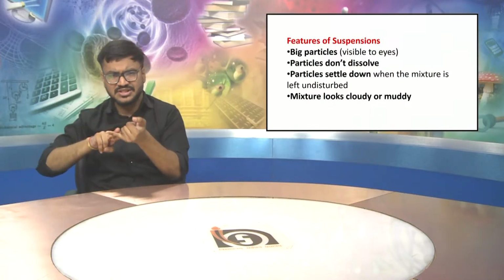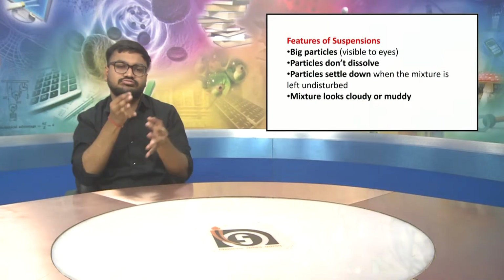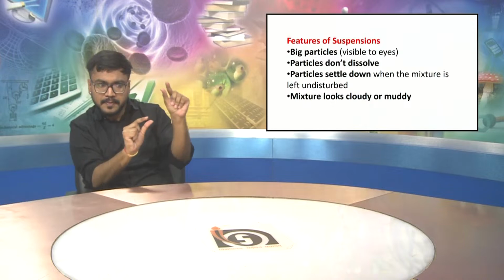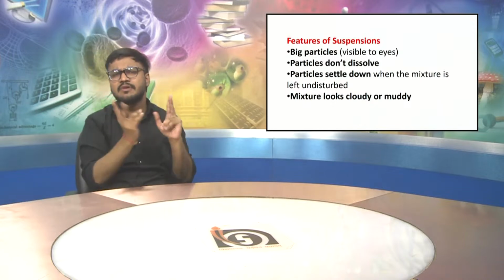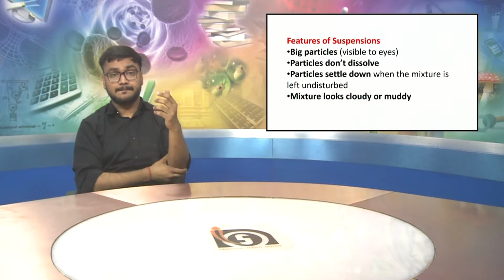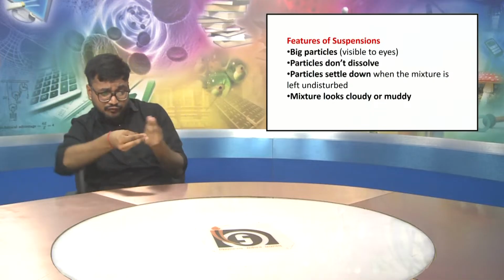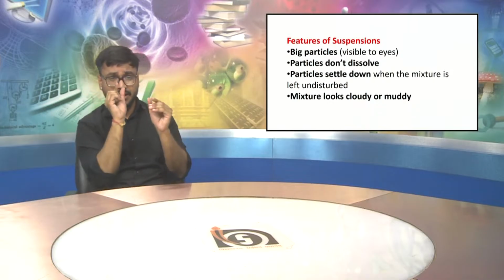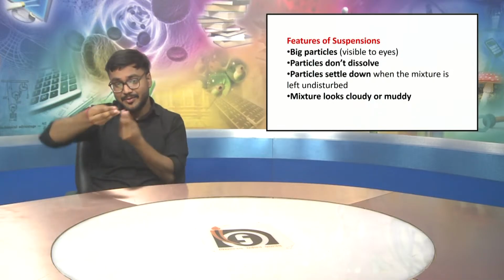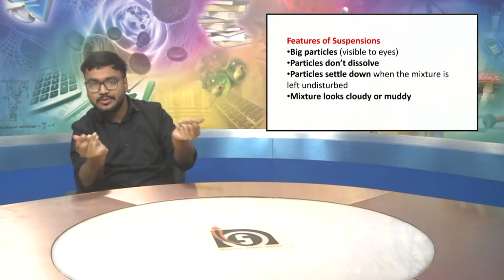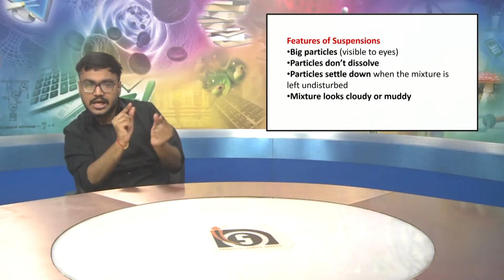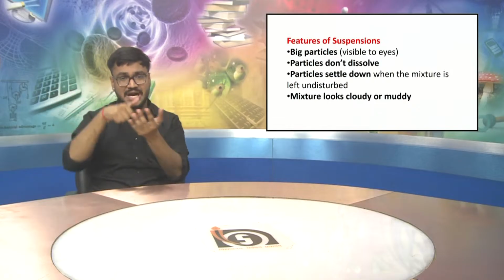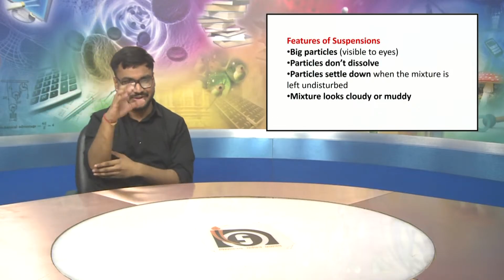Now we will look at the features of suspensions. In suspensions, there are big particles that can be visible to the eyes. It means particles don't dissolve fully. Particles settle down when the mixture is left undisturbed, and also the mixture looks cloudy or muddy.